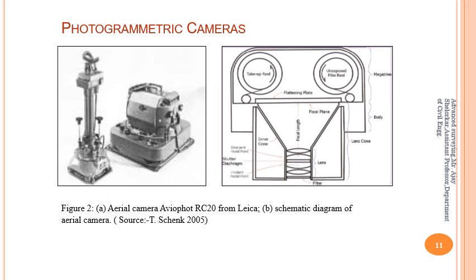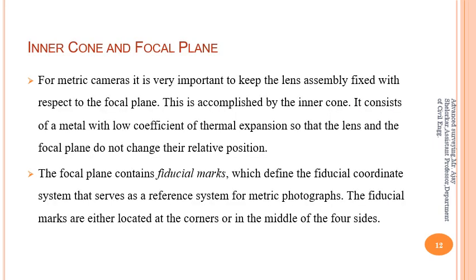The photogrammetric camera used in aerial photogrammetry, this is the aerial camera Avio RC20 from Leica, and this is the schematic diagram of the aerial camera obtained from T-Shunks 2005, which is the source I have taken here. Now some parts of that aerial camera: inner cone and focal plane.